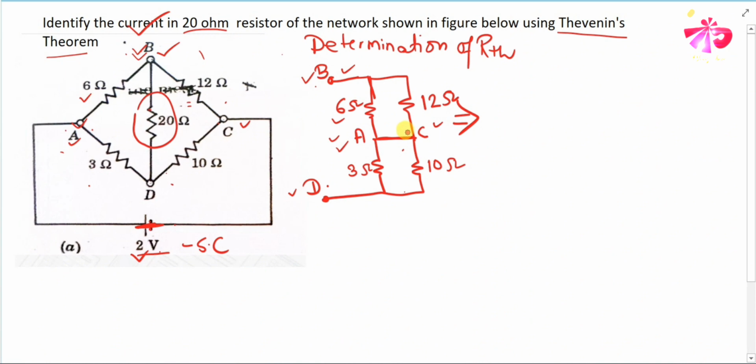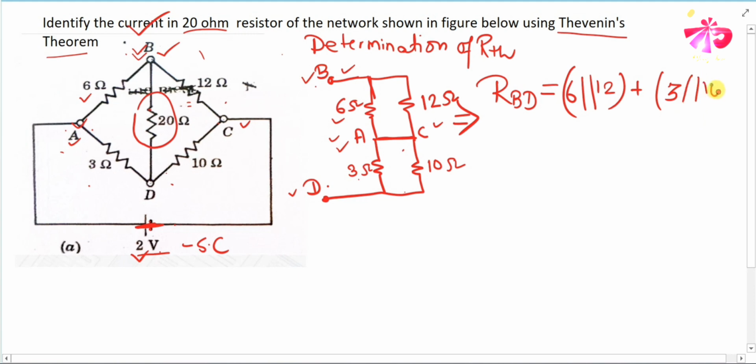We have usually learned such concepts in order to identify equivalent resistance in series and parallel. Once you identify this, our task gets easier. Now we can see that RBD, which is RTH, has 6 ohm and 12 ohm in parallel with each other. Similarly, 3 ohm and 10 ohm are in parallel, and their resultants will be in series with each other.